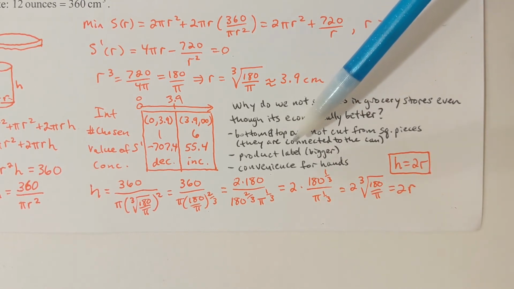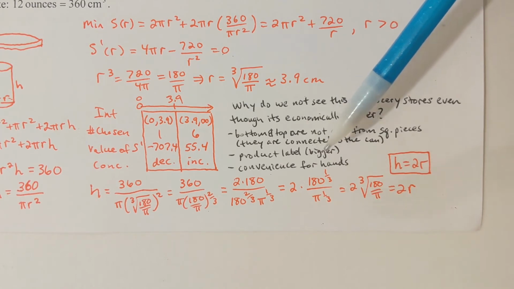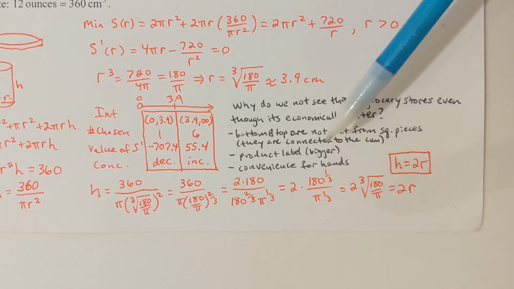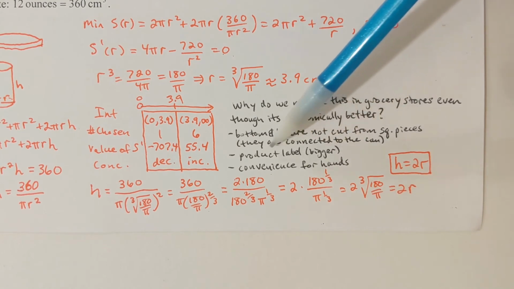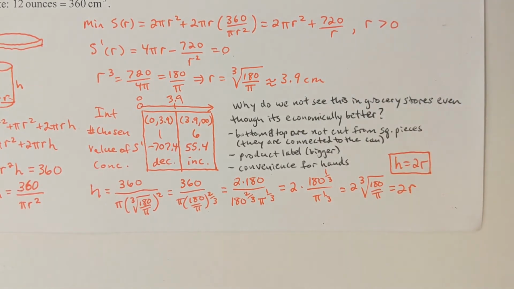The product label would be something else to consider. Maybe the company wants their label to be bigger, or maybe it's more convenient for the hands. Okay, something to note here is that if the company was only taking into account the metal, then yeah, they'd want the height and the diameter to be the same.